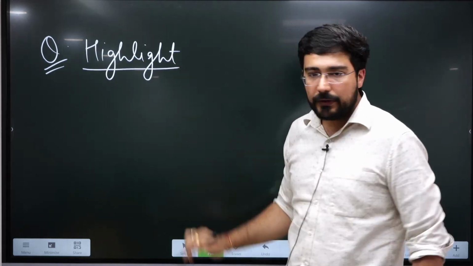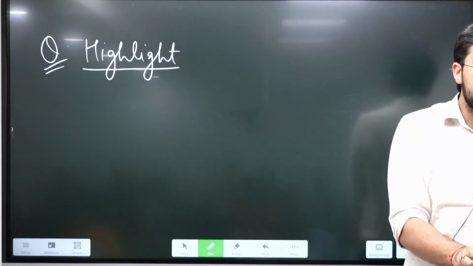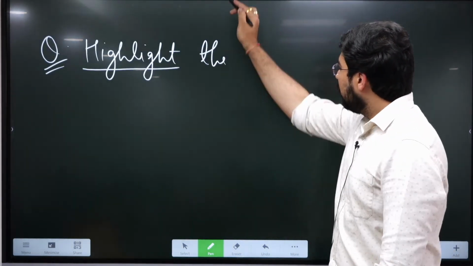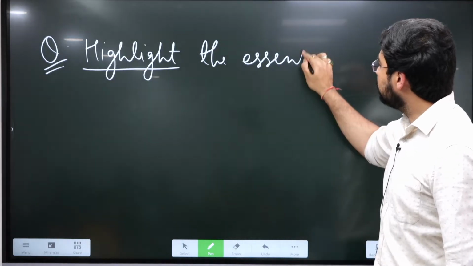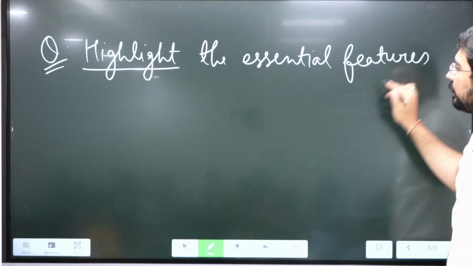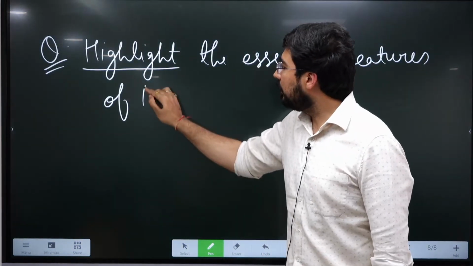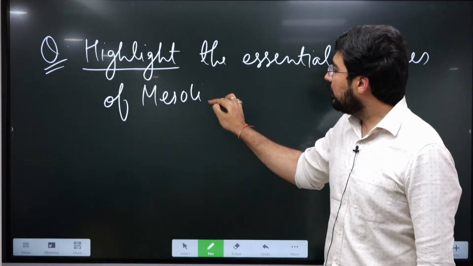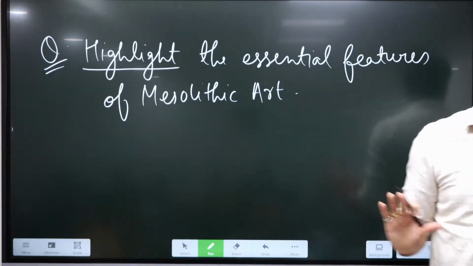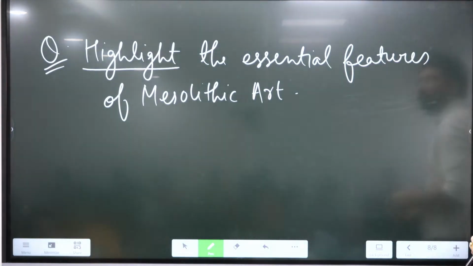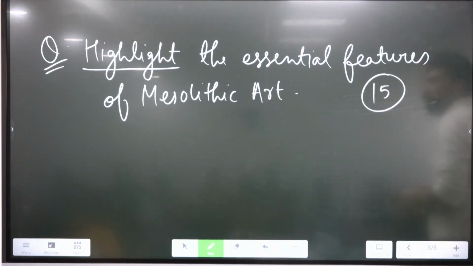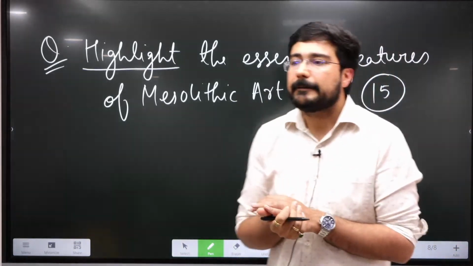Here I have used the directive highlight. What did we use previously? Describe. Okay. Highlight the essential features of Mesolithic art. Very easy question. Highlight the essential features of Mesolithic art. 15 marks.